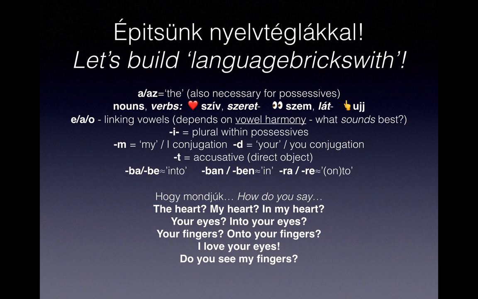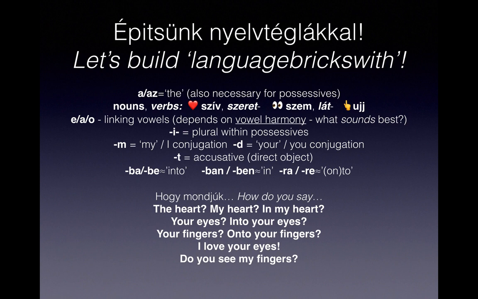So then, just as a little mini quiz, how do you think you say the heart in Hungarian? My heart, in my heart. That would be szív is heart, and then the heart would be a szív. My heart is a szívem, and your heart is a szíved.